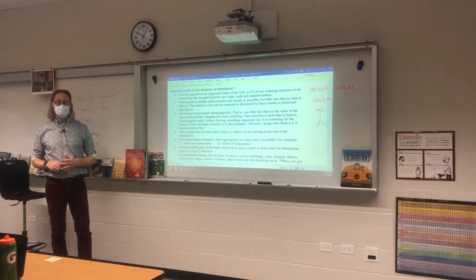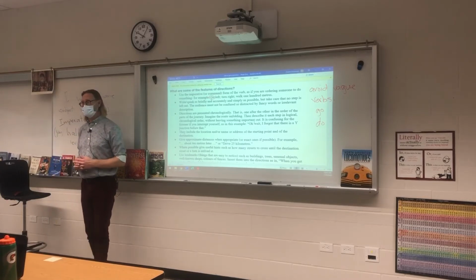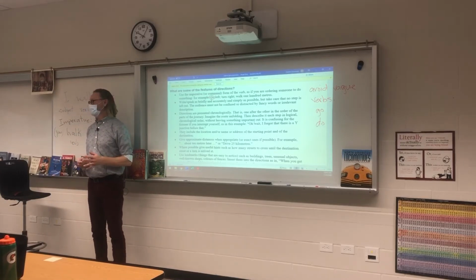Give approximate distances when appropriate, as much as possible. So if you are giving directions in a town, in a community, it's Mr.